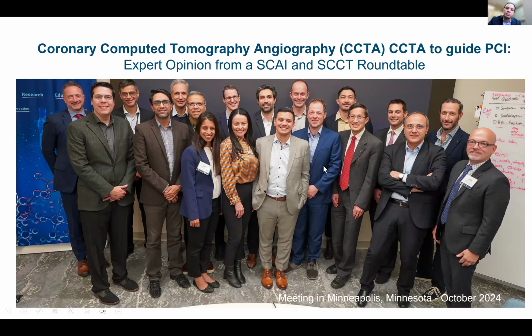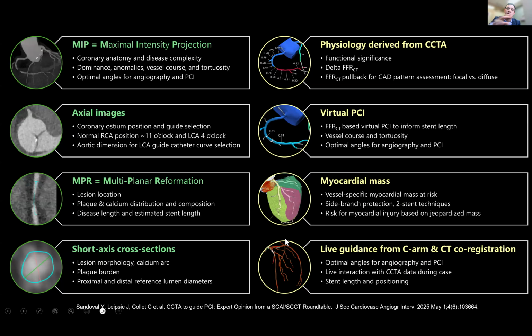This is the group that I said came from SCAI and SCCT together earlier this year to discuss these issues. And again, for the imagers in the audience, these are very basic elements, but as we enter this new field, I think we want to educate everybody who's part of this team and program on the language. So this is what our consensus document identified, the terminology that we want to make sure we're able to communicate across the specialties, between the interventional cardiologist, surgeon, and imager: the MIP, axial images, multiplanar reformation, short-axis cross sections, CT-based physiology, myocardial mass, and CT co-registration. These are things that I think we're going to hear more and more, and we want to be able to communicate.